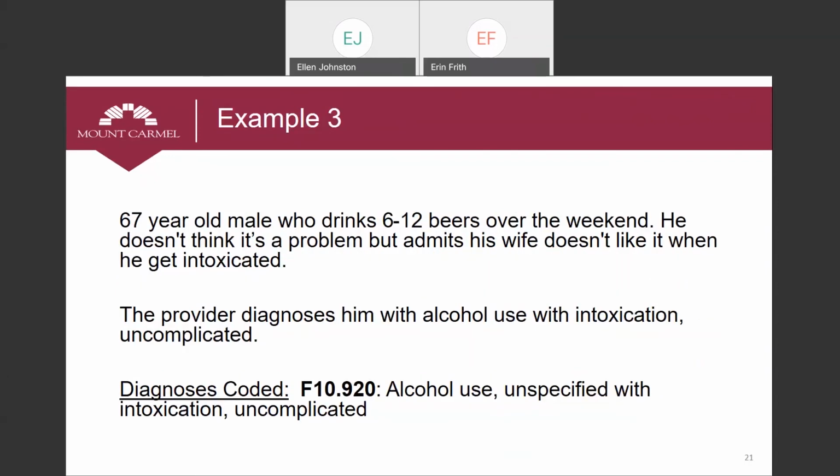The last example is a 67-year-old male who drinks between 6 and 12 beers over the weekend. He doesn't think it's a problem, but admits his wife doesn't like it when he gets intoxicated. The provider diagnoses the patient with alcohol use disorder with intoxication since he regularly drinks and experiences the discomfort of his loved ones about his drinking. The correct diagnosis code to report in this scenario is F10.920, alcohol use unspecified with intoxication uncomplicated.